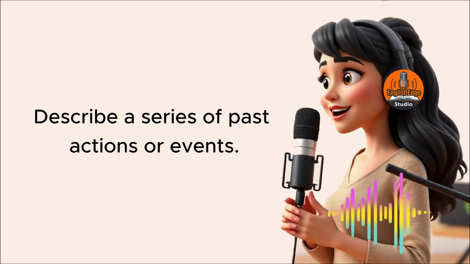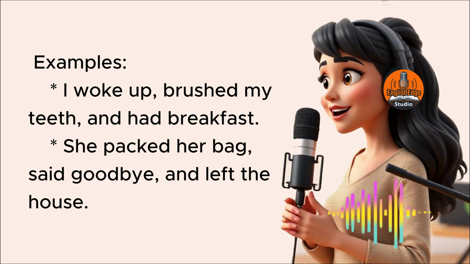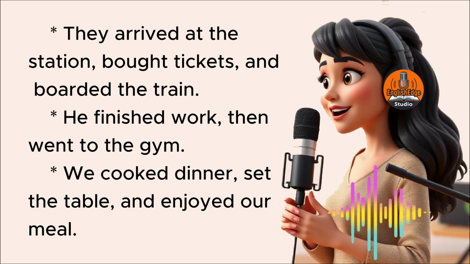Sequential events. Describe a series of past actions or events. Example, I woke up, brushed my teeth, and had breakfast. She packed her bag, said goodbye, and left the house. They arrived at the station, bought tickets, and boarded the train. He finished work, then went to the gym. We cooked dinner, set the table, and enjoyed our meal.